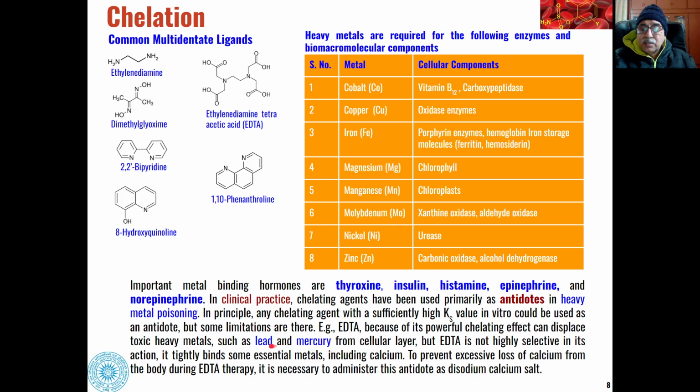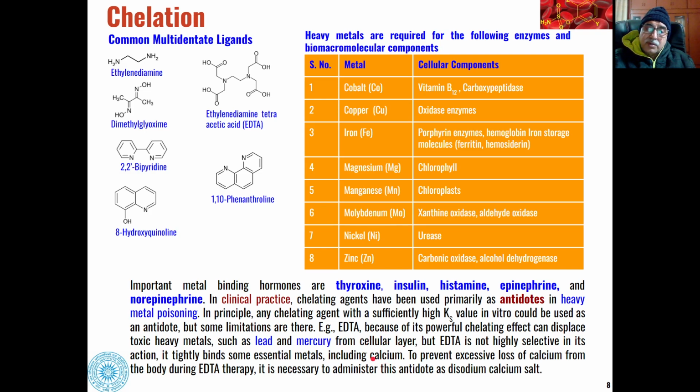That means in addition to forming a complex with lead and mercury, it will also form a complex with other essential metals which are present in the body, like calcium. So when it tightly binds with calcium, that means in addition to acting as an antidote for lead and mercury, it will also remove the essential metal, that is calcium, from the body.